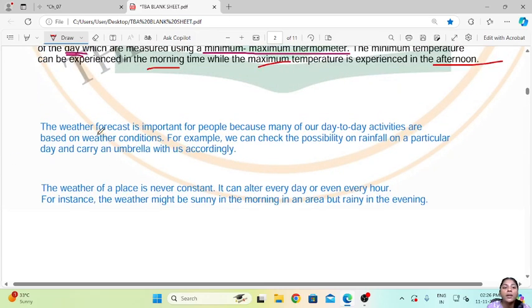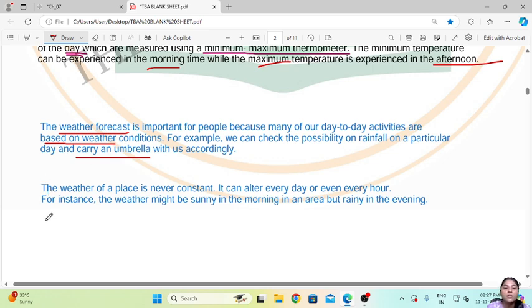Then talking about the weather forecast. Why do we have to predict the weather? What is its use? The weather forecast is important for people because many of the day-to-day activities which we do are based on the weather conditions. So if we know the weather forecast, we can prepare accordingly for our day. For example, we can check the possibility of rainfall on a particular day and carry an umbrella with us accordingly. So we will be saved for the day.